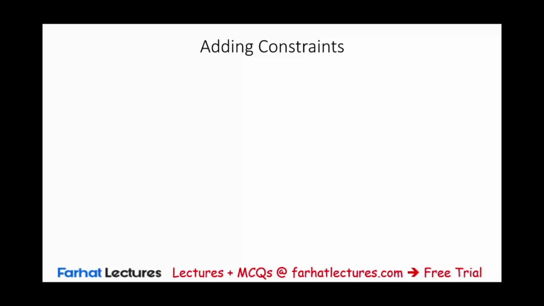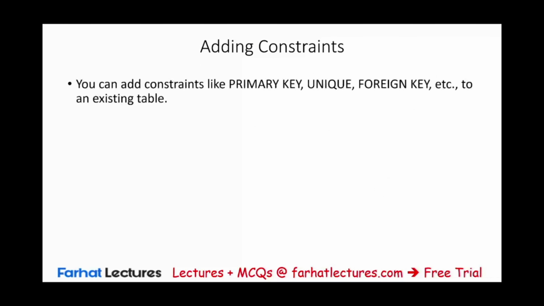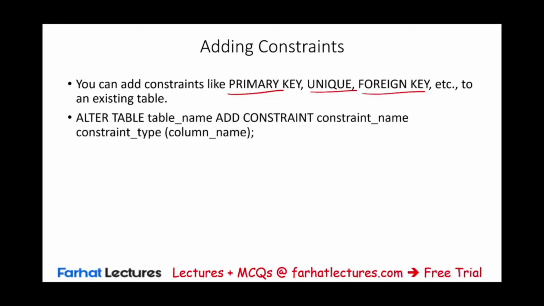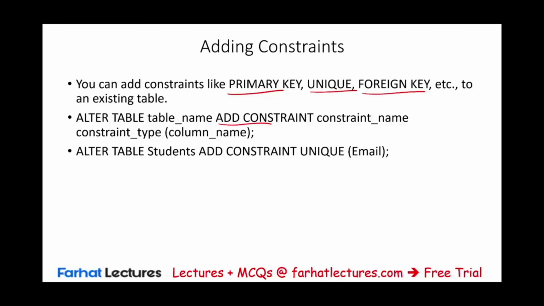Adding constraints. You can also add constraints like primary key, unique key, foreign key, etc. to an existing table. Obviously, you could have only one primary key, but you may want to alter that one. Alter table name, add constraint name. This is the programming. We're not concerned about the programming. I'm just showing it to you, so I'll show you the simple example. Alter table student, add constraint, unique email.